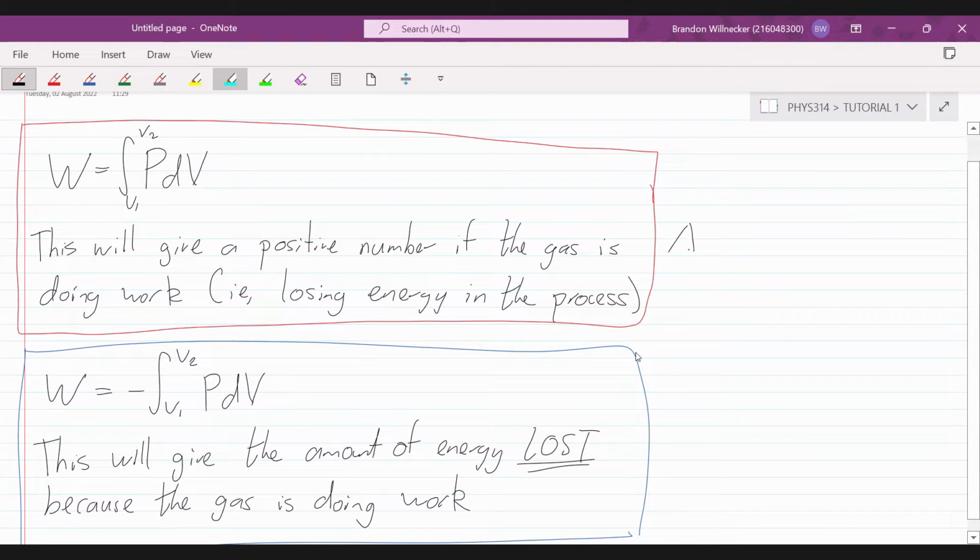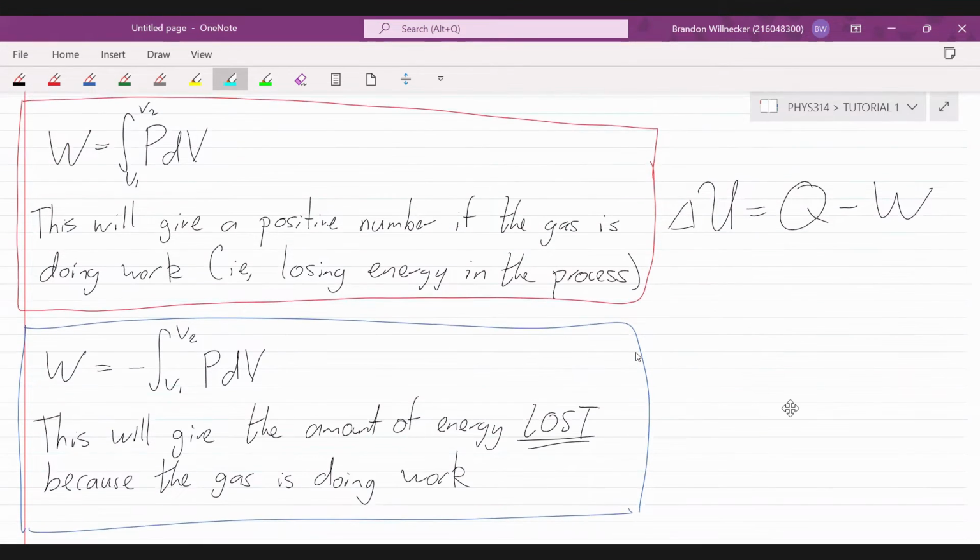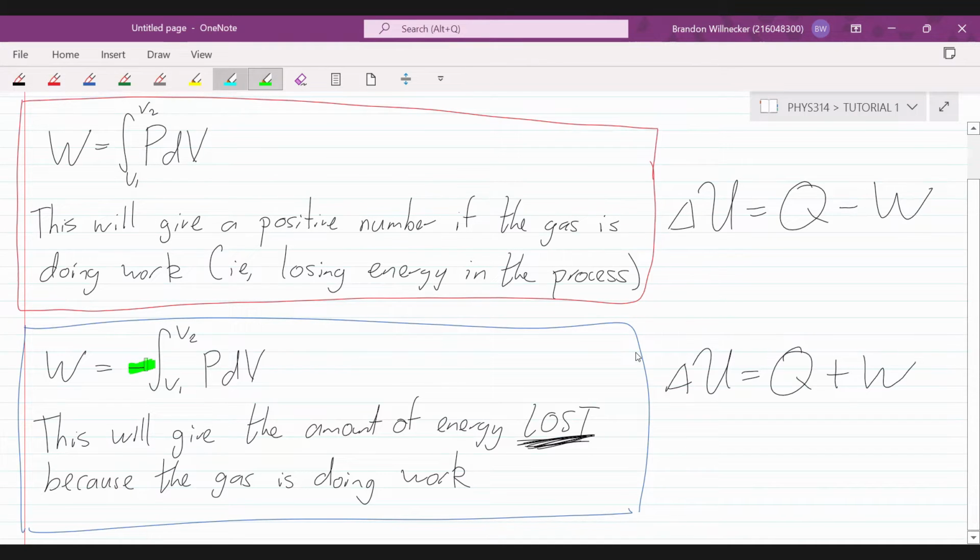So what do we do? The change in internal energy is Q minus how much energy is being lost, because that's how much work the gas is doing. In the second case, we are looking at how much energy is lost. That's why we put the minus sign, because it's losing that energy. In this case, delta U is Q plus W, because the minus sign is over here now. Okay, it's just where you put the minus sign. It's nothing too crazy.